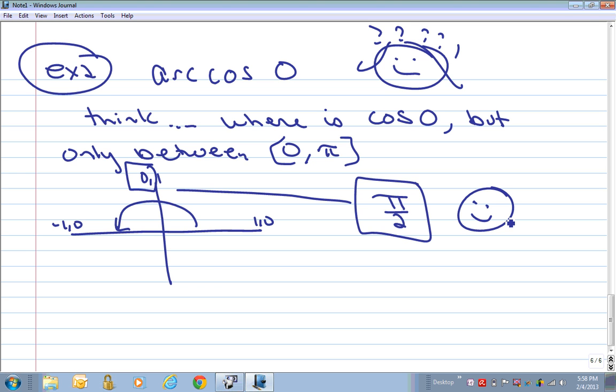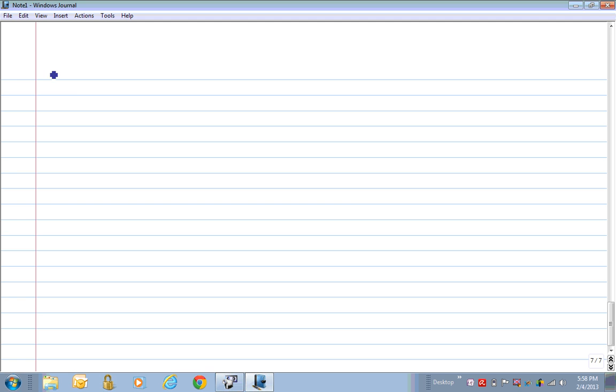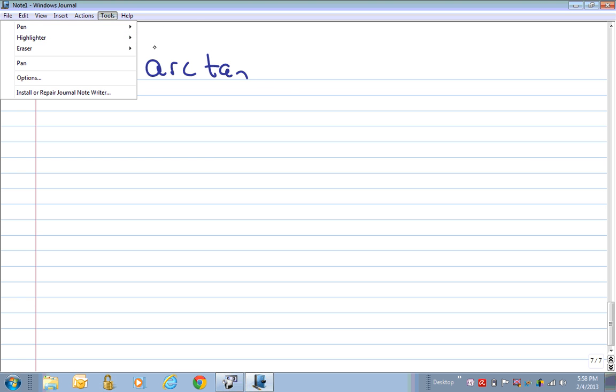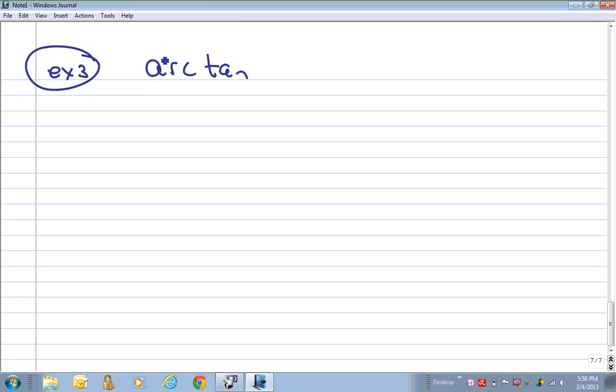All right, let's take another example. I have about 2 more examples and we'll be done. Let's try example 3. Arc tan of negative 1. That's not the negative for the inverse. It looks like I did that. Let's change that. Okay, so arc tan of negative 1.